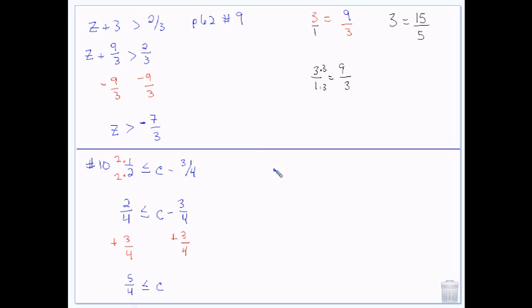Now, if you had done it with decimals, it would have turned into that. And these are okay because these are perfect decimals. They end, right? So it would be the same thing. I would just add 0.75 to both sides. 0.75, not 75. And I get 1.25 is less than or equal to c. This and that are the same. Okay?